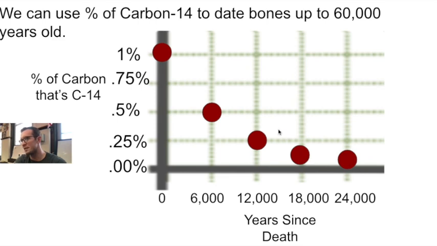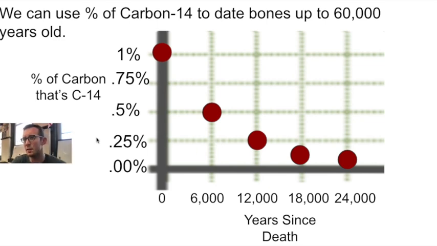Every 6,000 years, half of its carbon-14 would decay and decay and decay, until eventually you hit a point around 60,000 years after death in which there are just so few carbon-14 atoms left that you aren't able to use this process anymore accurately. You can't get an accurate assessment.